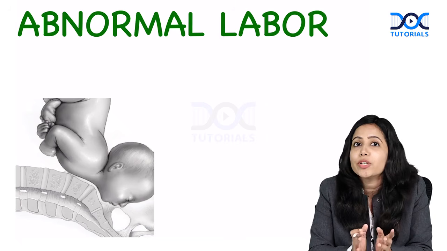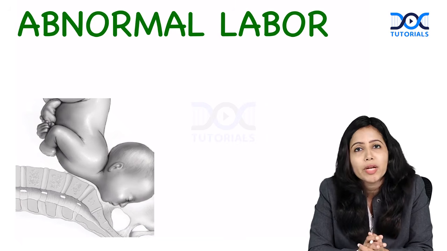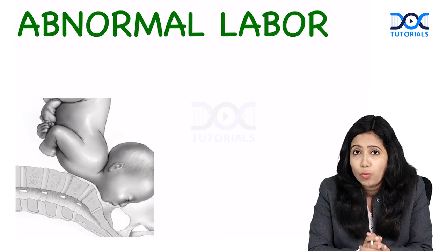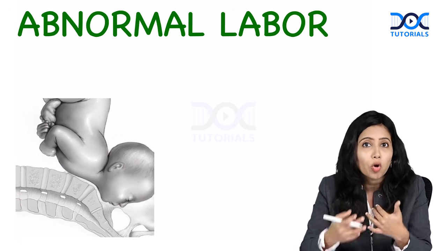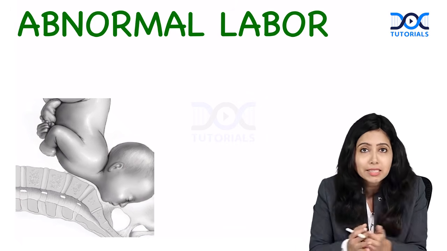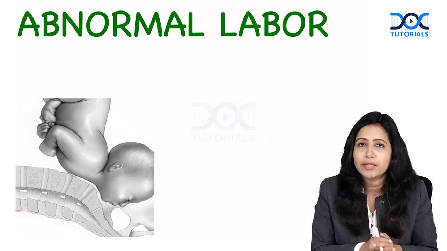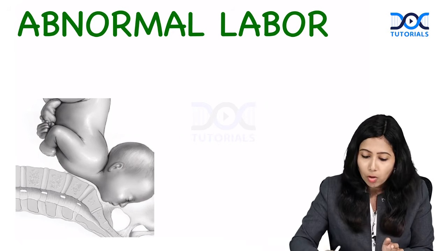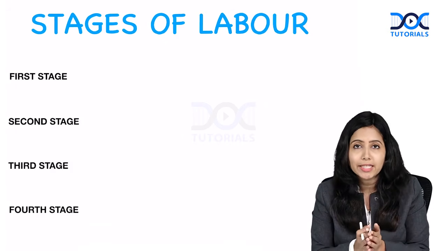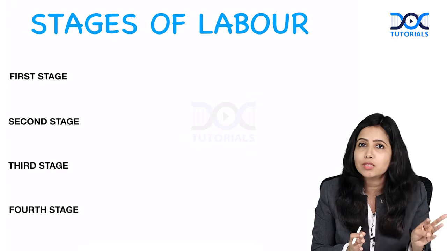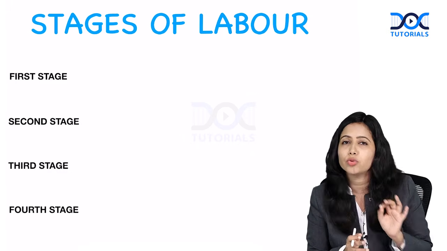Hi students, so in today's session, let's discuss abnormal labor. Before understanding what is abnormal labor and what are the abnormalities that can happen in labor, let's have a brief understanding about normal labor. Normal labor is basically divided into 4 stages. There is first, second, third and the fourth stage.